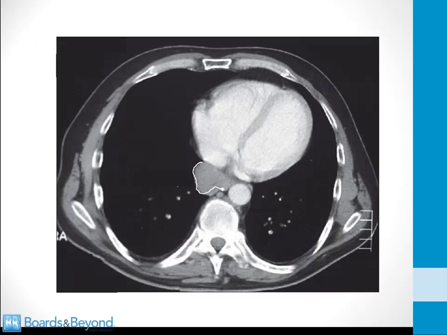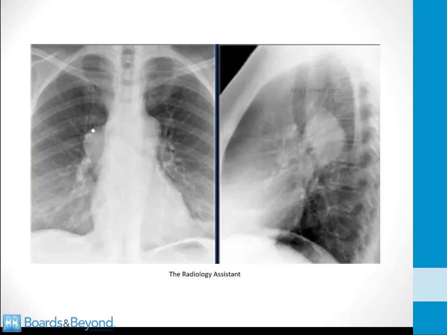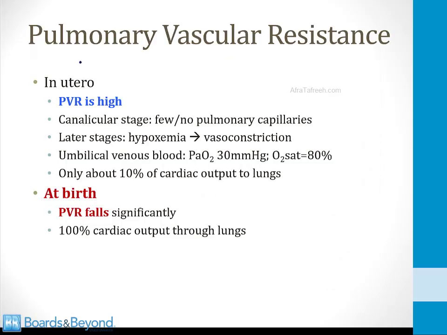Here's a picture of one right here. You can see it's in the center of the chest, beside the lungs, right behind the heart. That's right where you would expect it to be because it grows off of the esophagus. And here's a really big one that you can see on chest x-ray. You can see it here on the AP film, and you can see it here on the lateral film. As I told you before, this is something radiologists often pick up as an incidental finding. It's in the differential when someone has a lung mass and you're trying to work up whether it's benign or malignant. I'll finish with this slide and talk about pulmonary vascular resistance in utero and after birth.